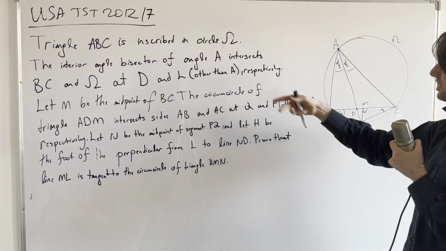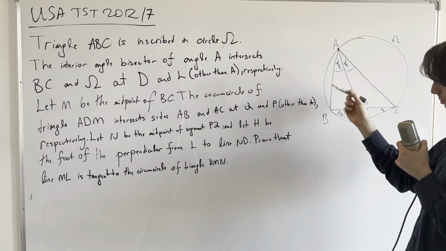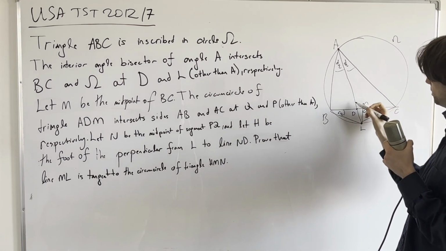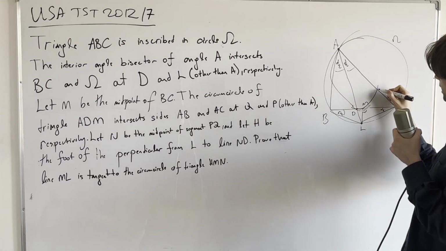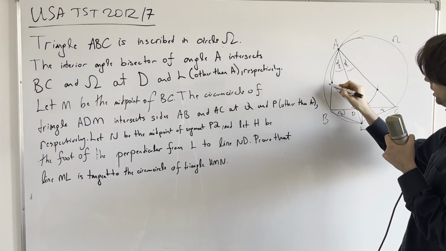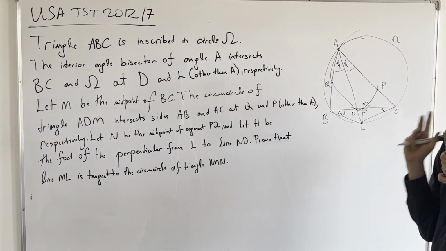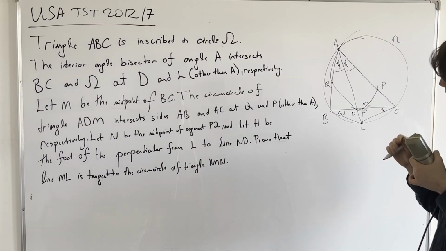Okay, so what are we going to do with that circle? Well, it intersects these two sides at points P and Q. So let's draw them first. So something like this. And then we have these points. They are called Q and P. And let's see now, what do we know from them? Let's calculate some angles. Chase some angles.